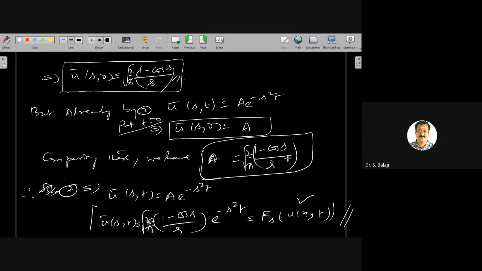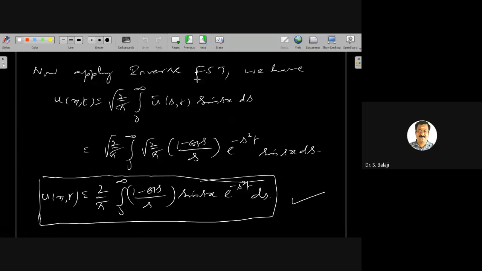But we are interested in finding u of x comma t, which gives the temperature distribution of the bar. So from this, if you want to identify u of x comma t, what do you have to do further? Take the inverse Fourier transform. Now apply the inverse Fourier sine transform.